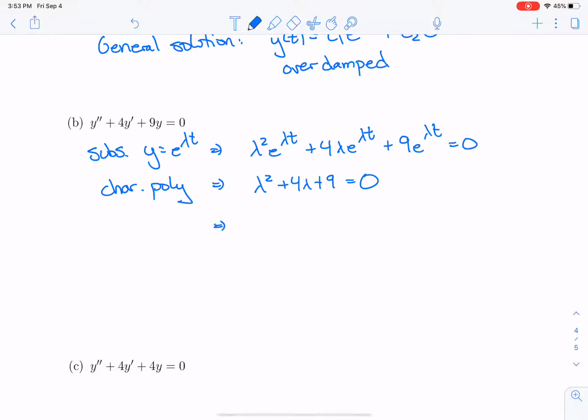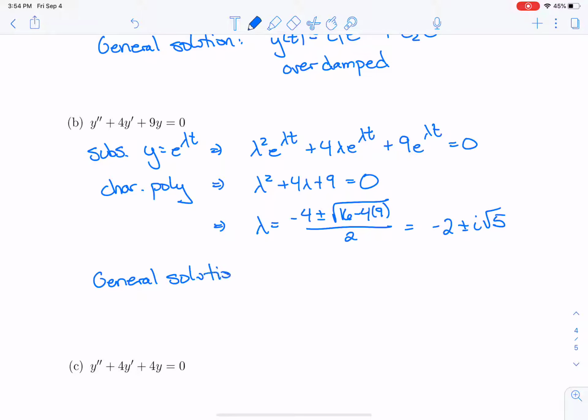And then finally, I'm going to get that lambda is going to equal -4 plus or minus the square root, because I could not factor, of 16 minus 4 times 9, over 2. And that becomes -2 plus or minus i square root of 5 if I simplify. That gives me a general solution.